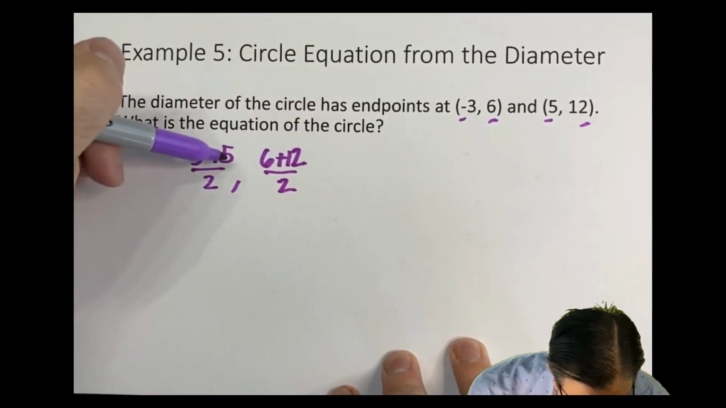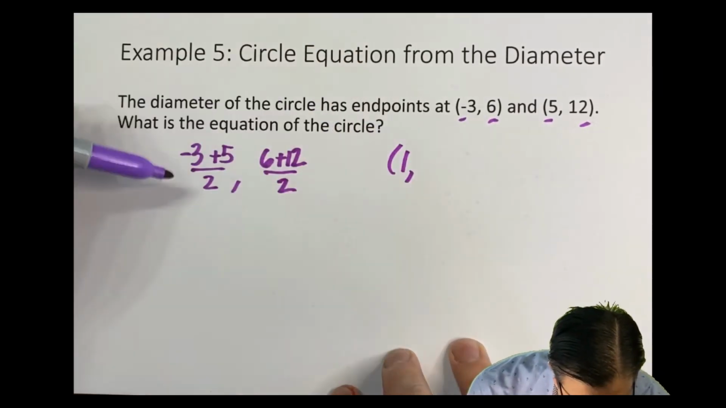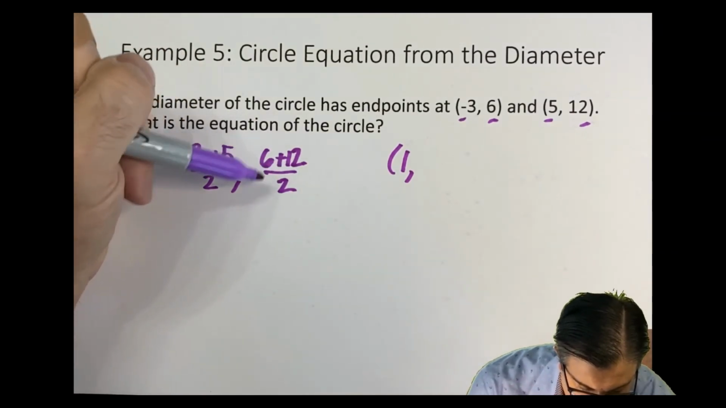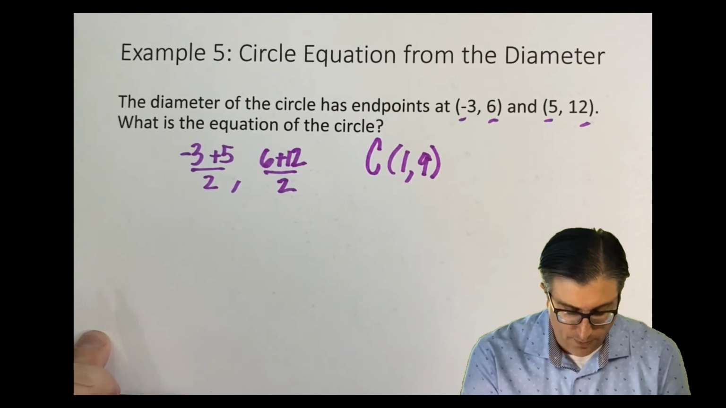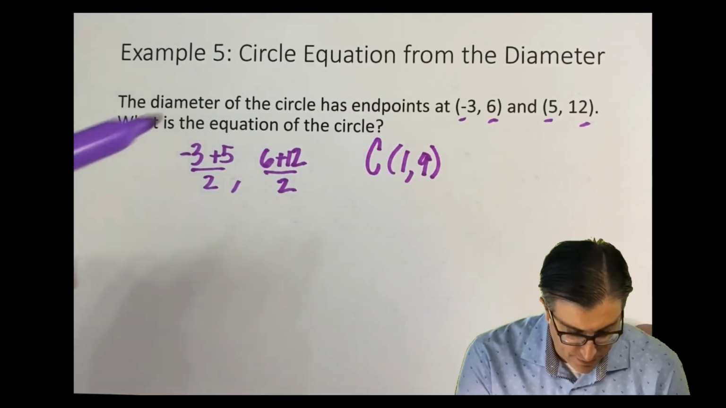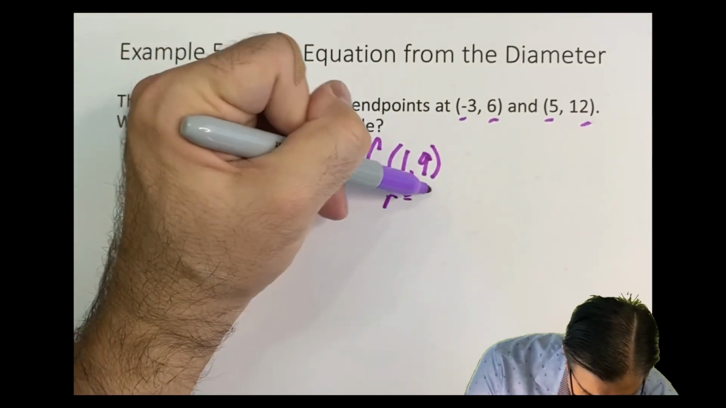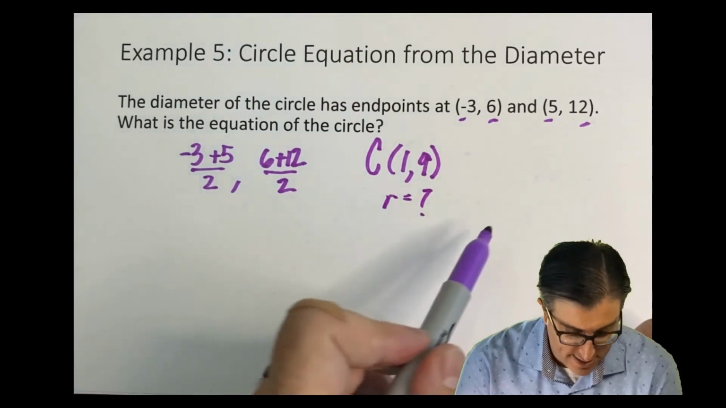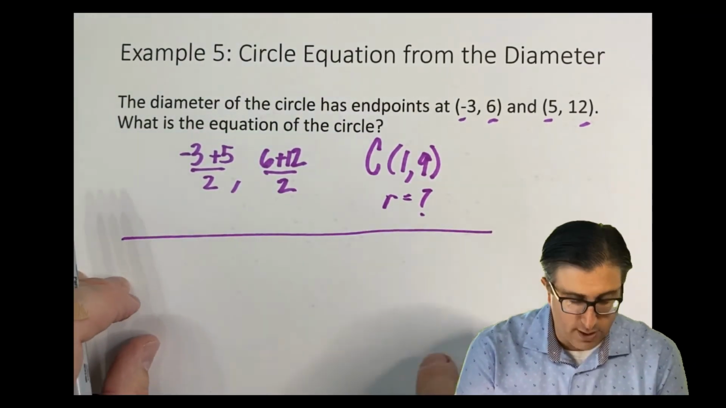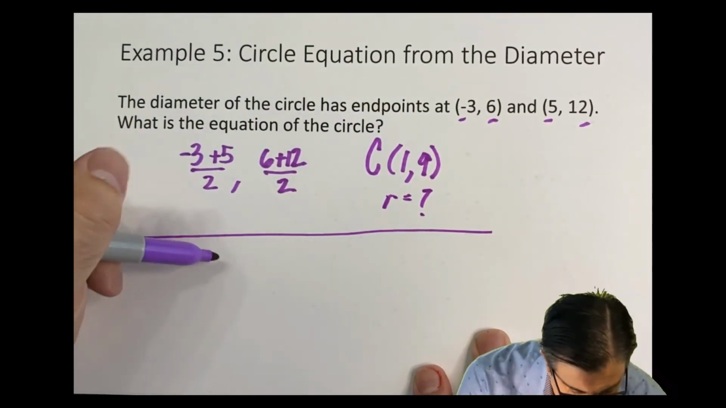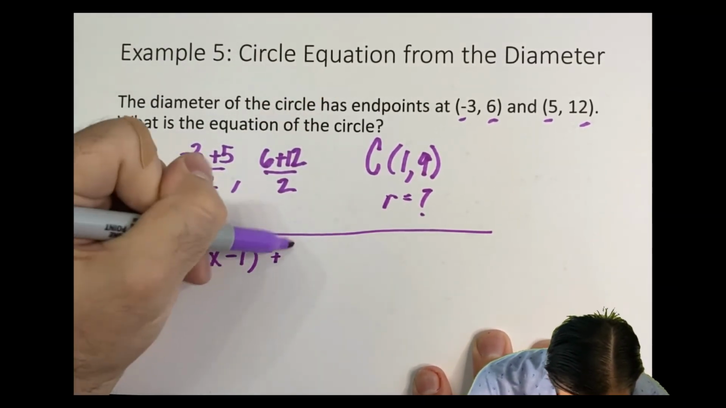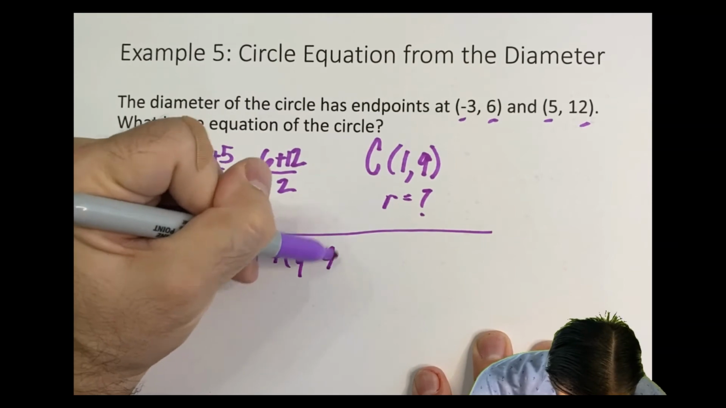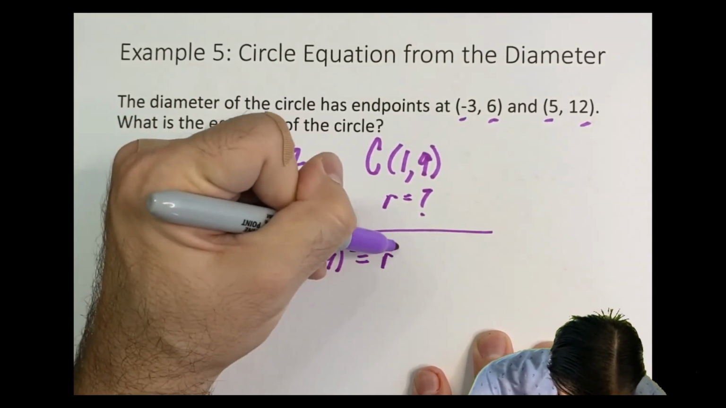-3 plus 5 is 2. 2 divided by 2 is 1. 6 plus 12 is 18. 18 divided by 2 is 9. The center of the circle is (1, 9). Well, what I don't know is the radius. I need to calculate that, same way we did before. Let's plug this information into the formula. (x - 1) squared plus (y - 9) squared equals r squared.